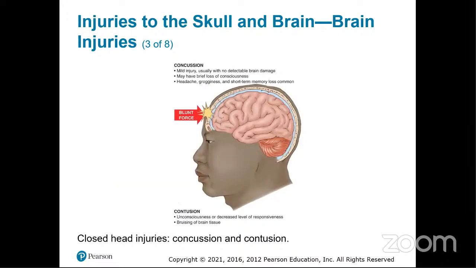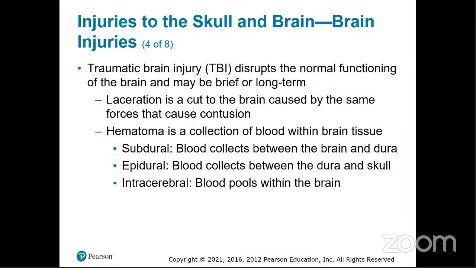And there's your picture of it too. So the initial force was to the front of it. The brain goes back, impacts the back of the skull, then rebounds and comes back and hits the front of it again for your coup contrecoup. So a traumatic brain injury also disrupts the normal function of the brain, maybe brief or long term.